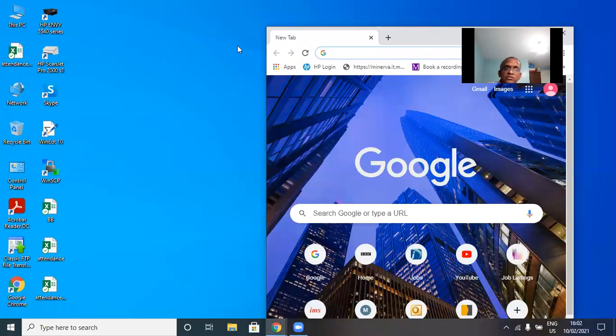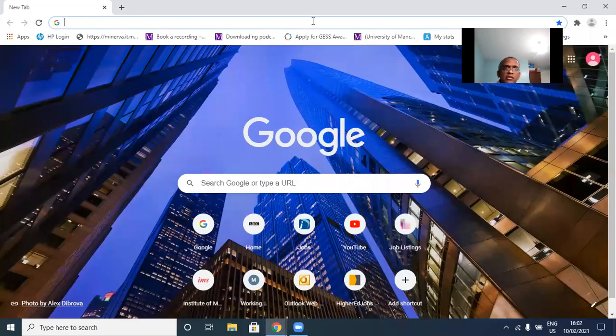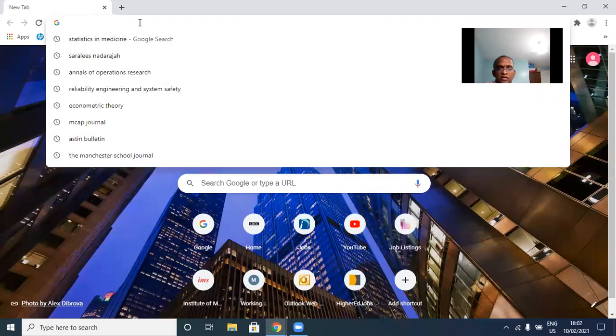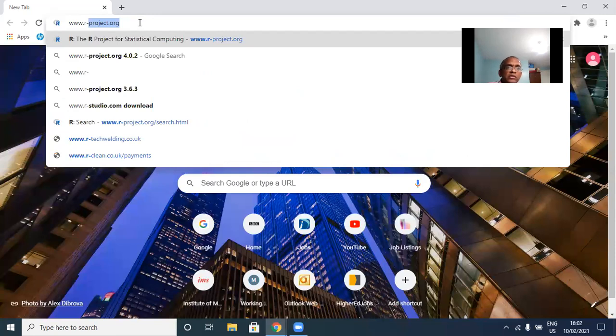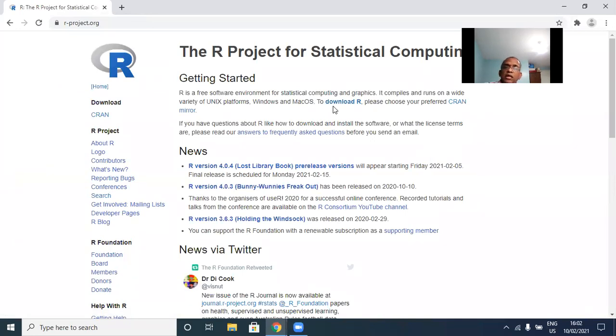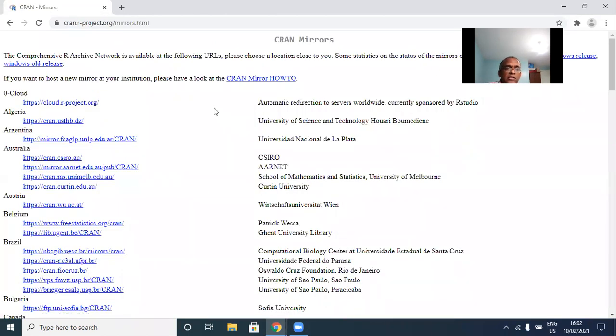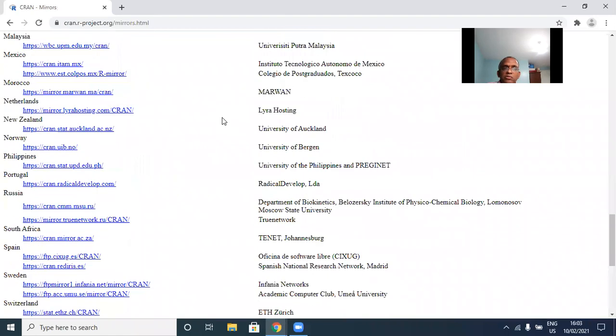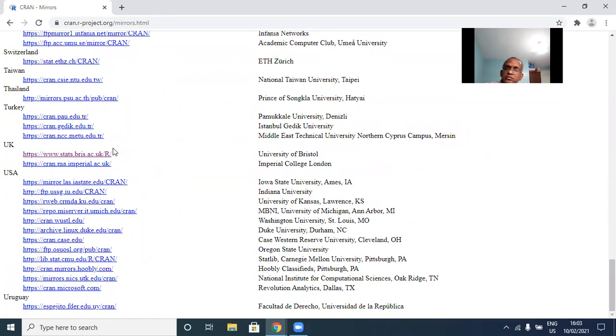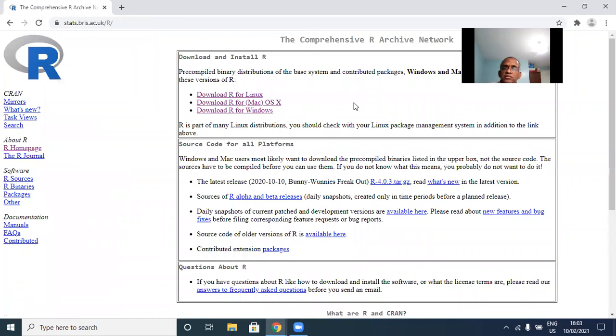So the first thing you need to do is to open a browser like this. And then you go to the address bar and type in www.r-project.org. So you'll get to this page. On this page, you will click on download R, and it will take you to this page. This is a list of mirror websites. So you have websites for different parts of the world. Depending on where you are, you will choose the corresponding site. I'm in the UK, so I will choose this site, right? And it will take you to this page.